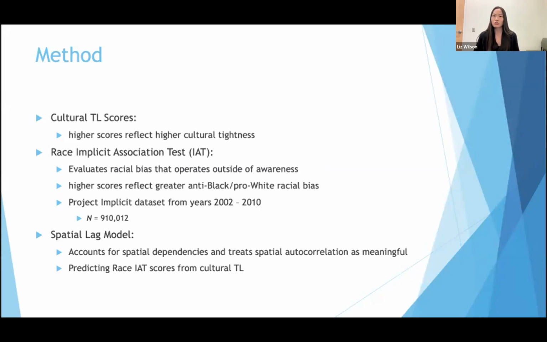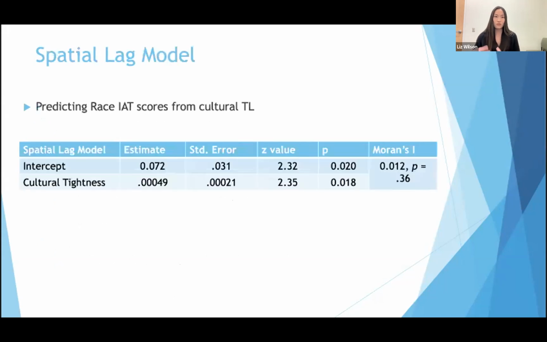So in order to look at this relationship between variables of interest that accounts for spatial autocorrelation, we used a spatial lag model, which treats spatial autocorrelation as meaningful information with neighboring states affecting each other. Within the spatial lag model, we predicted cultural TL scores from RACE IAT scores. And here is the output from that spatial lag model.